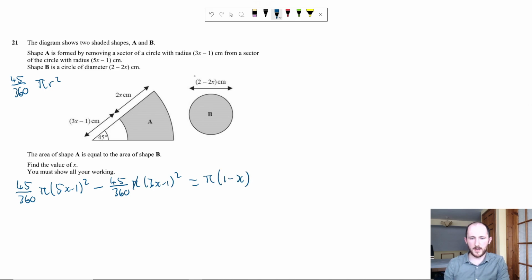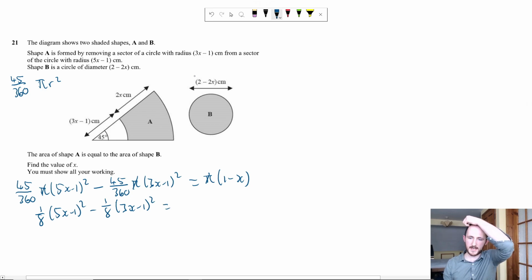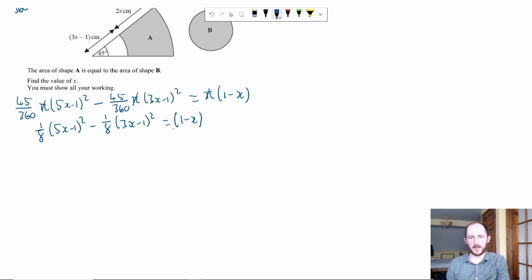Now I'm going to cancel out all the pi's because I want to, and 45 over 360 is going to be a bit annoying, so I'm going to cancel it down. 45 does go into 360: 45 doubles to 90, doubles to 180, doubles again to give 360, so it's 8 times. So in other words, all of this is actually just an eighth of 5x minus 1 squared minus an eighth of 3x minus 1 squared equals 1 minus x. Okay. And then what I'm going to do is times everything by 8 because I don't like fractions.